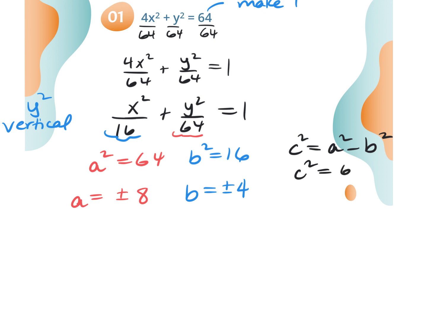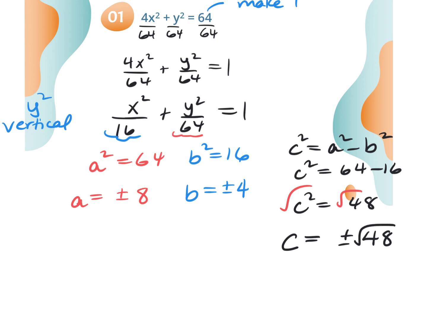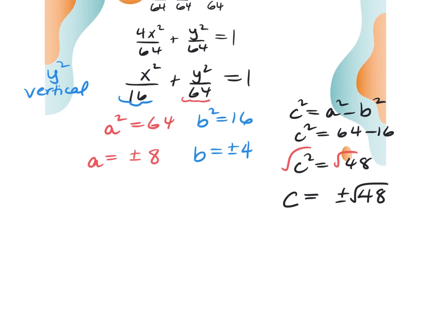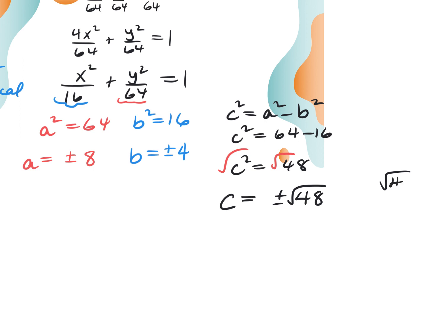A squared was 64. B squared was 16. I'm going to subtract it. I get 48. I now need to square root this to get my c value. And c is equal to positive and negative square root of 48. I need to break down the radical. This will be 16 times 3. You could also do 6 times 8, but this is going to go right to my simplified radical. So c is equal to 4 square root 3.